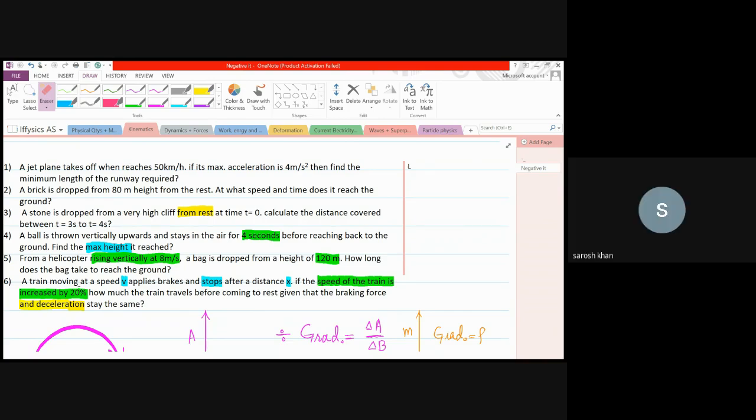34.34 meters. Very close. I'm waiting for others. Did they reach the same result or not? Sir, I have the same answer, 34.3. Okay, very good. Ji, Surosh, will you explain how you reached the answer?